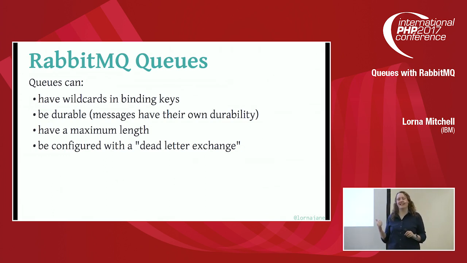If you're using queues in your ordering system, financial application, or something a bit more important, then you probably care more about the durability. There's a gotcha. The queue has to be marked as durable, and the message has to be marked as durable, and then it'll survive the restart. So just look out for that.